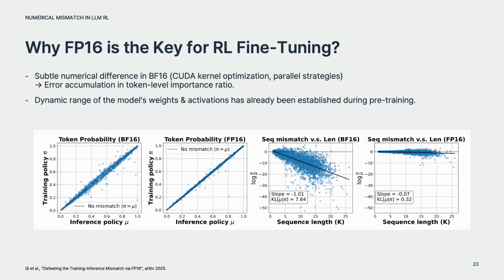The third and fourth figures plot the difference in sequence-level probabilities assigned by the 2 policies to the same sequences. These values are shown on a log scale, so values closer to 0 indicate that the 2 policies assign similar probabilities to the same sequences. The figures show that when using BF16, these differences grow as the sequence length increases, whereas with float point 16, the difference remains small even for sequences as long as 25K tokens.